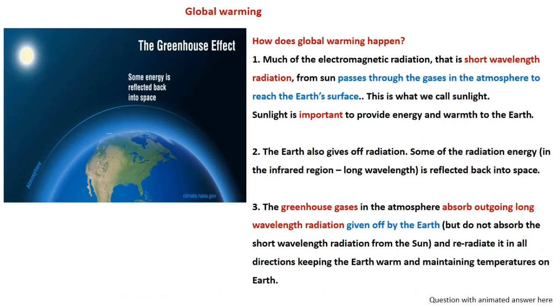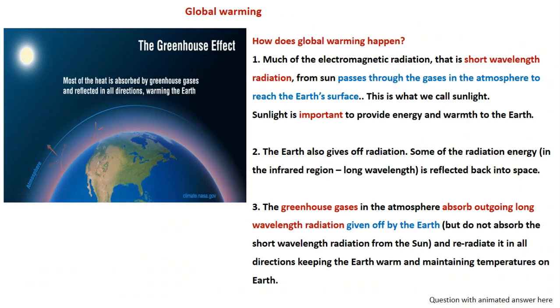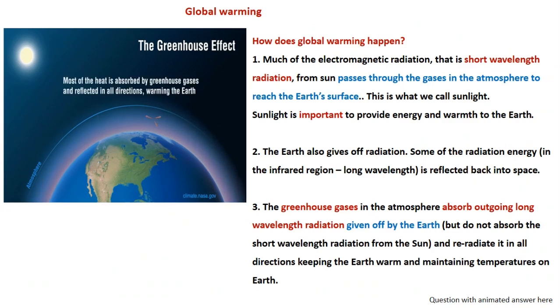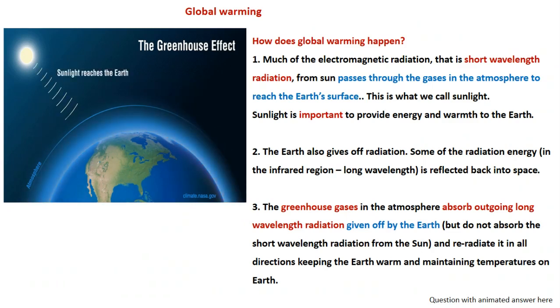So how does global warming happen? I need you to listen very carefully because I'll be asking you a question at the end of this. Number 1, short wavelength radiation from the sun passes through the gases in our atmosphere to reach the Earth's surface. That is what we refer to as sunlight.